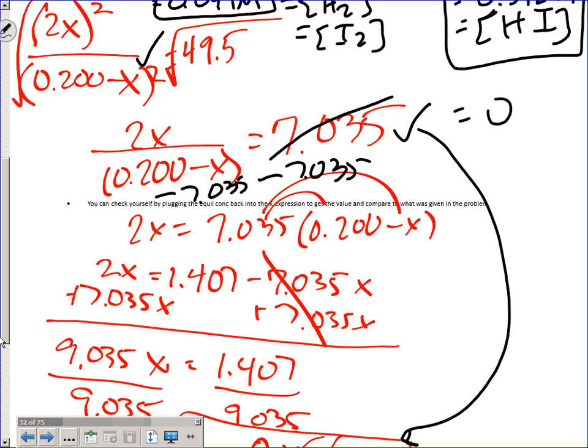Alright, I'm just making sure you have a secondary backup. Give me a thumbs up if you got 0.1557. 1557. Alright, people with a calculator like this. Did you get one?